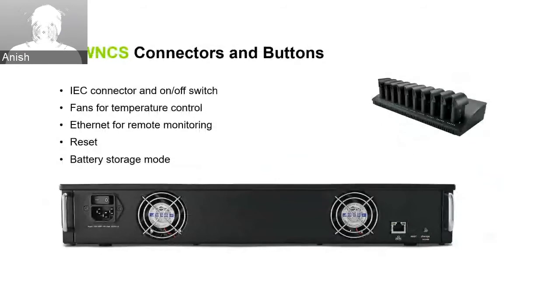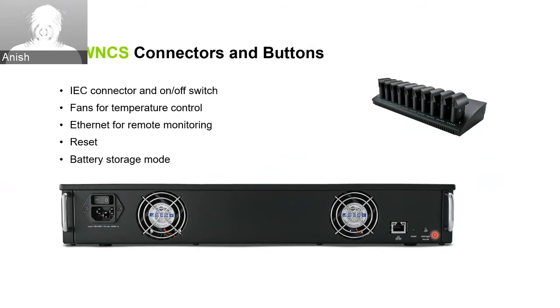Moving on to the network charging station, it is a fairly simple unit and it doesn't have many controls or connectors. On the back, you can find an IEC connector with an on-off switch for power. Fans are there to provide temperature control, and we need to make sure they are not blocked, to ensure adequate airflow. Then there is an Ethernet connector to connect to a network, in case of remote monitoring of charging batteries. And then there is a reset button to set it back to factory default. And there is a battery storage mode button also available.